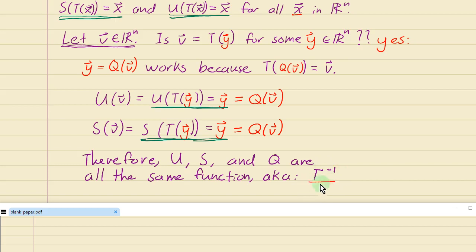We don't have to come up with all of these different names for different inverse functions. There's only one, and that's why you usually just write it as T inverse instead of as U or S or Q or something. So that is a nice thing about inverses. So anyways, that is the explanation for that.